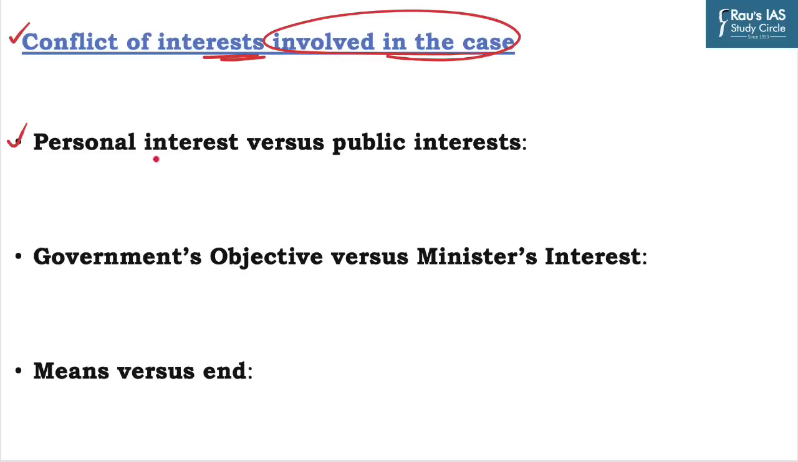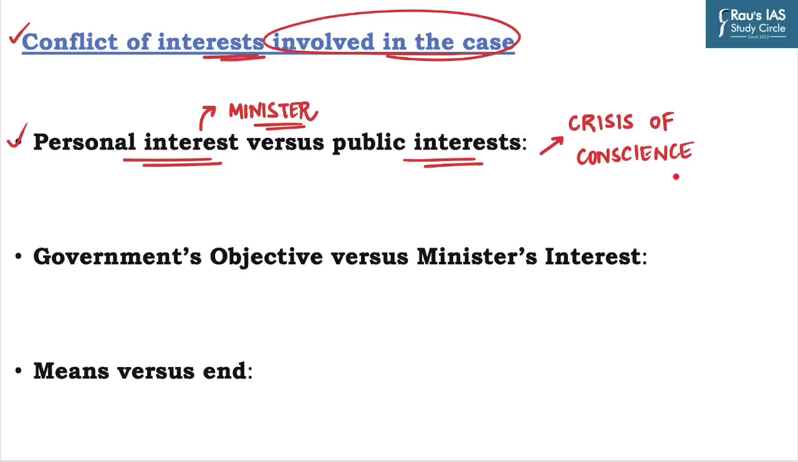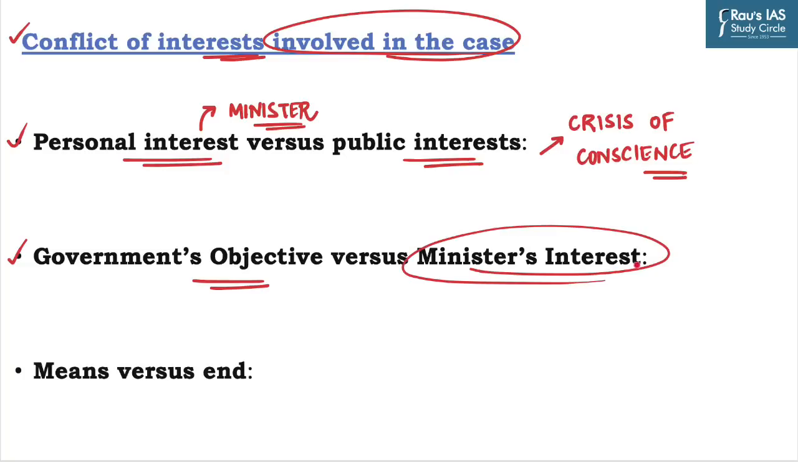The first one is personal interest versus public interest. In this case, the minister has a personal interest in this particular project, and the minister's insistence on realigning the road to benefit his farmhouse and facilitating the purchase of land in my wife's name is a clear abuse of power and an unethical act. On the one hand, it may lead to a crisis of conscience for the officer, and on the other hand, it will increase the cost of the project for the government, which will eventually increase the burden on the taxpayers.